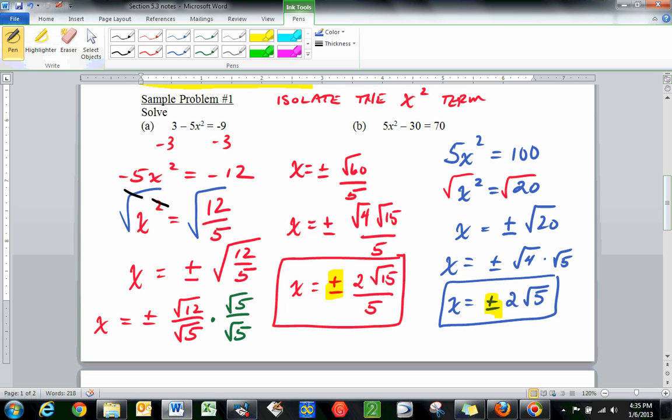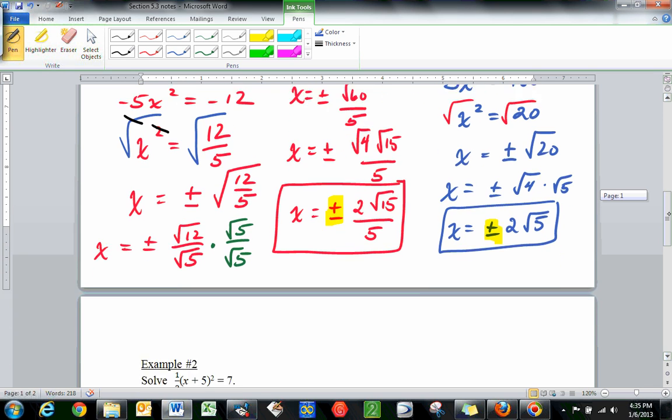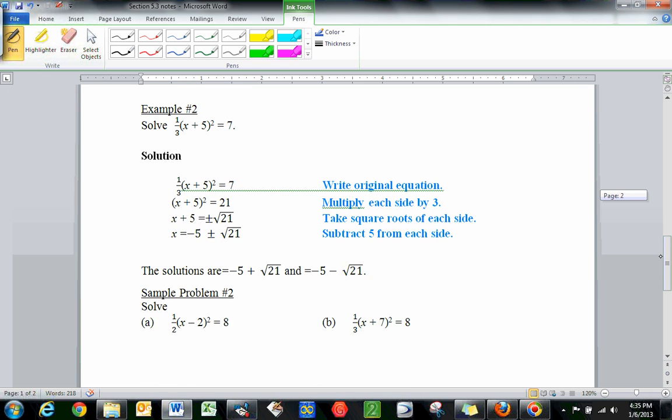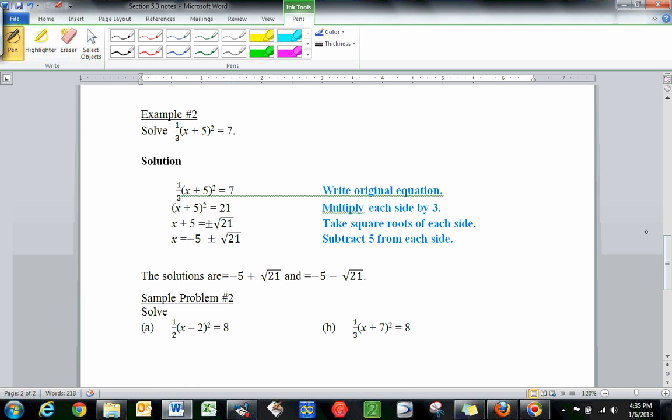Okay, let's move on to another type of problem that will use the same idea but maybe a little different here. If we look at example number 2, the first thing that stands out is that we have a fraction involved. So if you recall from earlier lessons and maybe from Algebra 1, the first thing that I like to do with a problem like this is to clear that fraction out. So we're going to multiply both sides by the common denominator, which in this case is 3, and that's going to eliminate the 1/3.